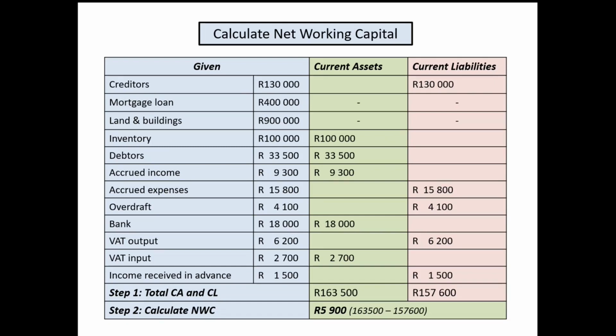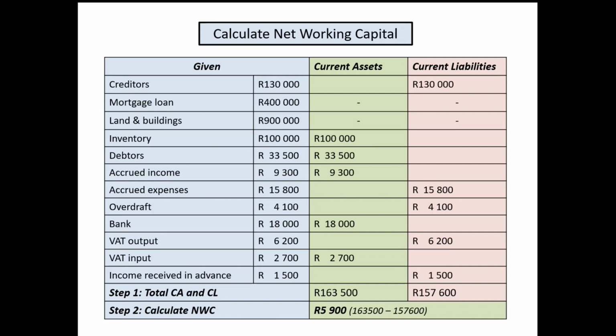Okay. Wonderful that you own land and buildings to the value of 900,000, but it's not like you can quickly sell your land and buildings and use that money. Okay. It's a long-term thing. So your land and buildings is a non-current asset. So you're going to ignore it. You are not going to record it here. Inventory is a current asset, so we're going to put it under current assets. Debtors is a current asset, so we are going to put it under current assets.